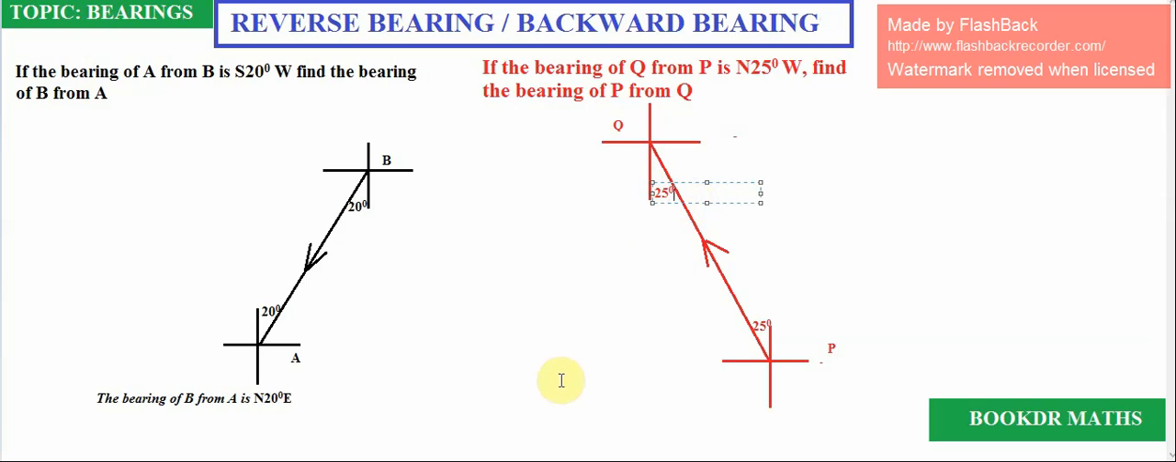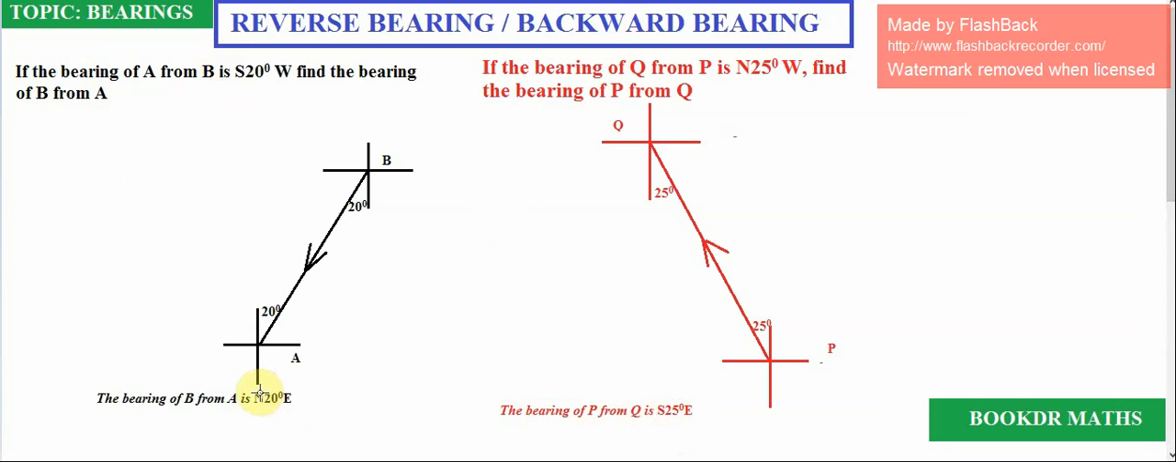In that instant, we will say the bearing of P from Q is south 25 degrees east. South 25 degrees east. In compass bearing, finding the reverse form is not difficult.